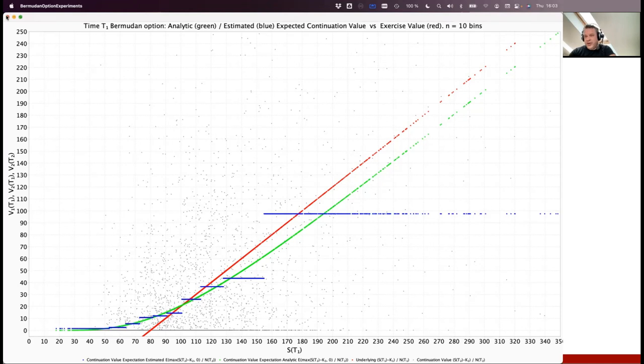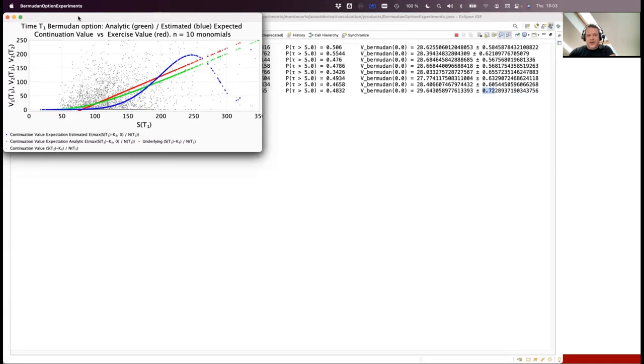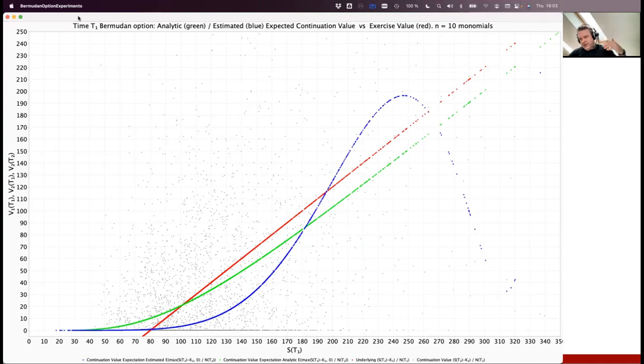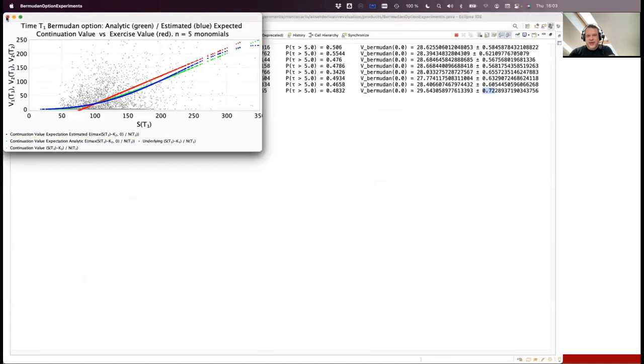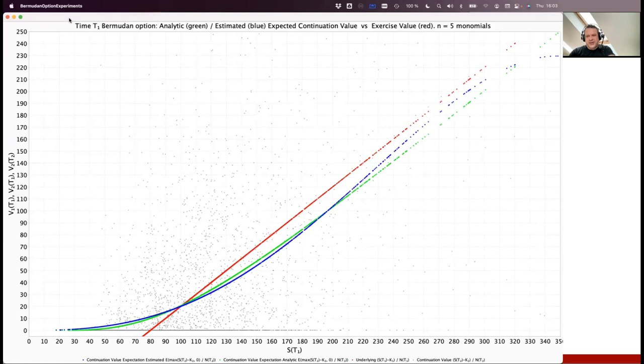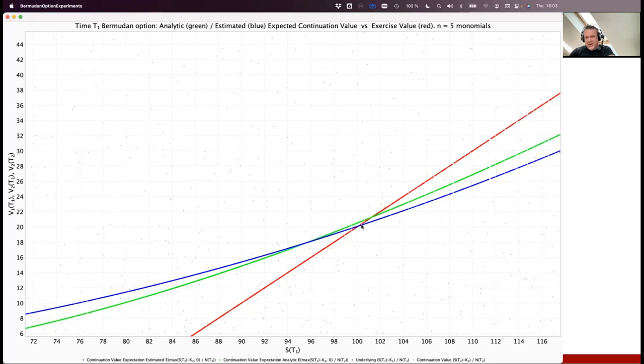Now going to the polynomials. If I have just 10 monomials, so a polynomial up to order 9, then you see I have a huge overfitting. Actually, I would like to have a good estimate for this intersection point, which I don't get here. Also with 5 monomials, I still make an error. Okay, this 5 monomials is already quite okay.